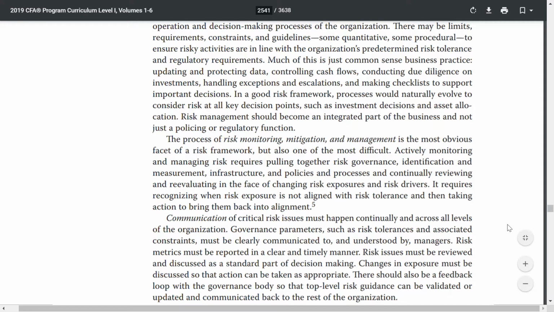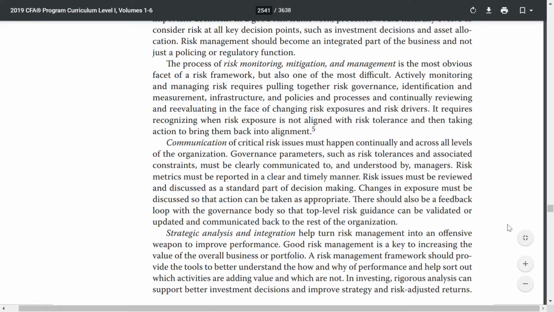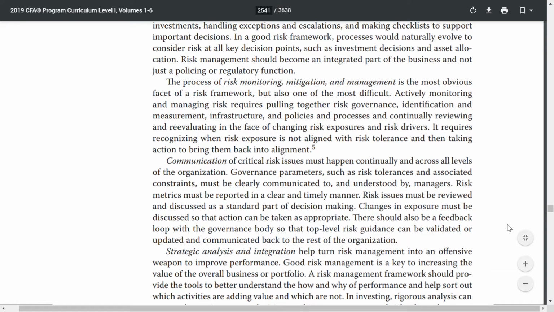In a good risk framework, processes would naturally evolve to consider risk at all key decision points, such as investment decisions on asset allocation. Risk management should become an integrated part of the business and not just a policing or regulatory function. The process of risk monitoring, mitigation, and management is the most obvious facet of risk management, but also one of the most difficult.